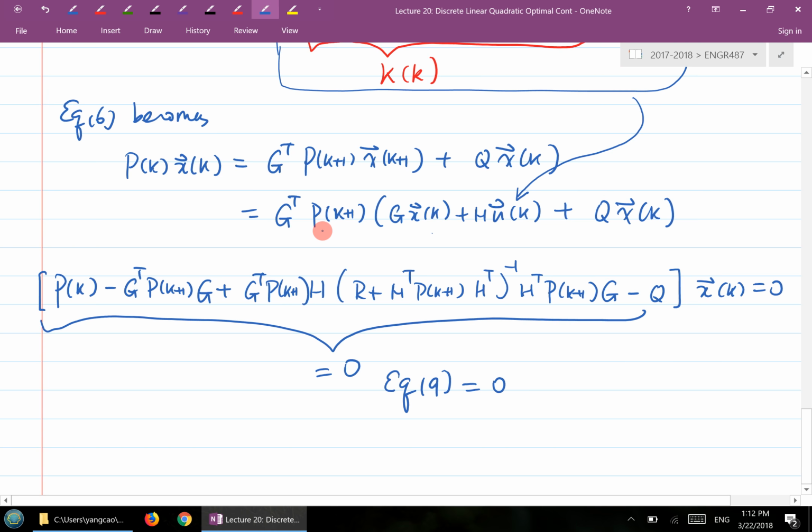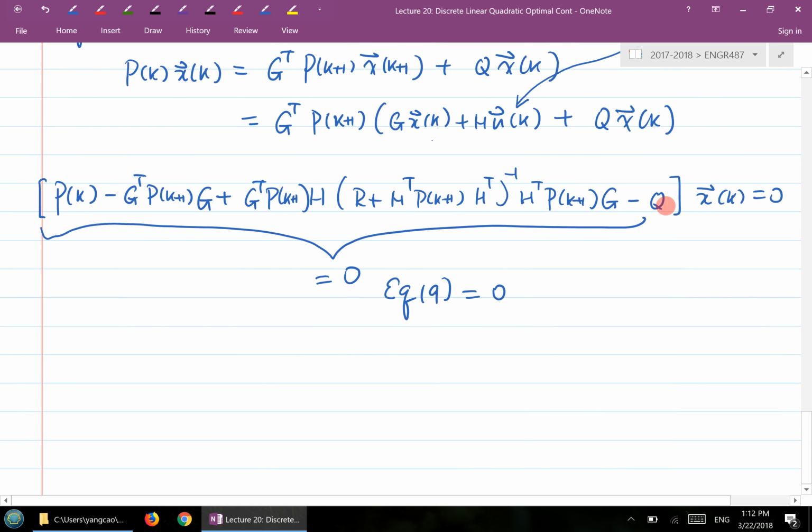So this equation equal to 0, or this whole thing equal to 0, okay? This is called a backward discrete Riccati equation. So it's like a DRE in short, so DRE, okay?